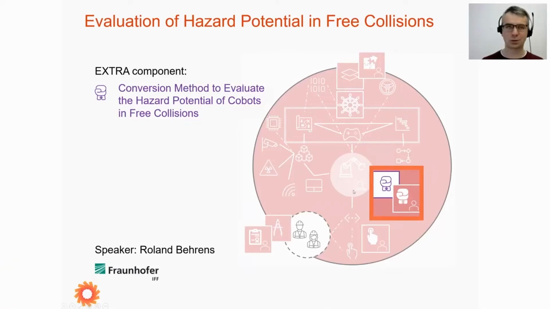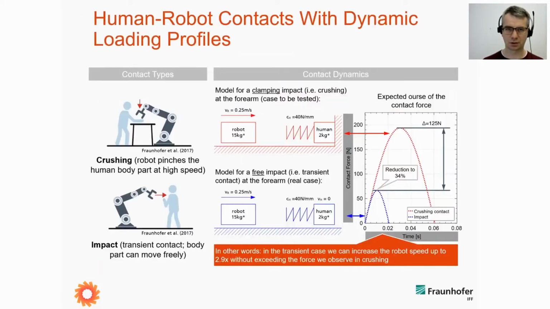So I want to give you a short overview about what we have done regarding evaluating the hazard potential in free collisions. What we did in the Rossini project was we developed a conversion methodology which allows us to evaluate hazard potentials of cobots, and especially here in free collisions.